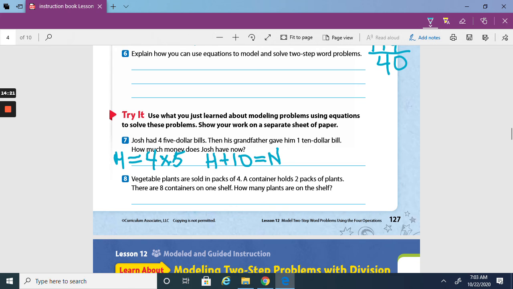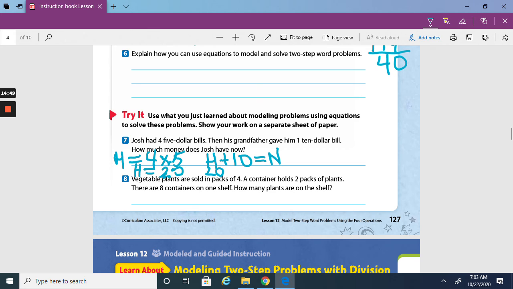Now I'm ready to solve this problem. So let's start with the first part. If I do 4 times 5, that's going to give me my value of H. So H is going to equal 20. So he started off, he had $20. H would also be 20 over here.